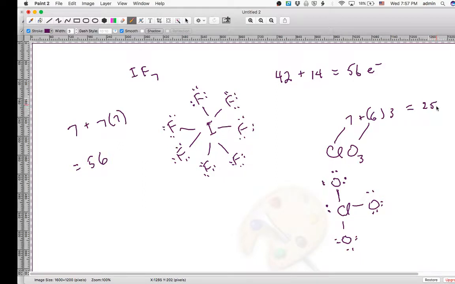So, looks like this is an odd number. That means I'm going to be missing an electron somewhere. So let's see. How many electrons have I got here? 2, 4, 6, 8, 10, 12, 14, 16, 18, 20, 22, 24, 26. So I have 26 electrons here. Huh. Well, that's weird.